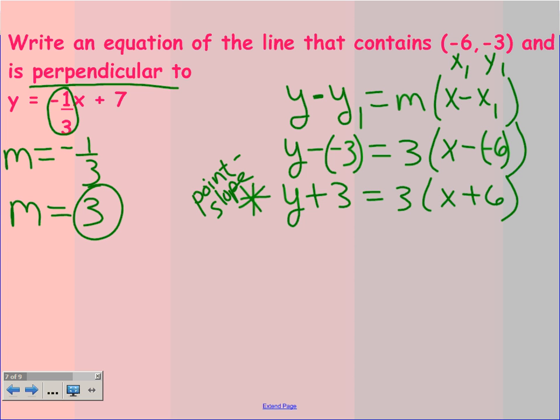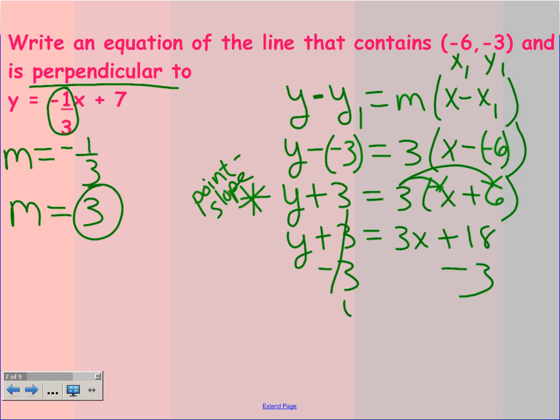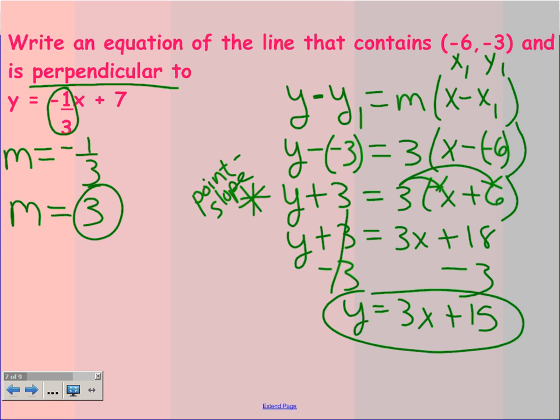The next step is to distribute. Distribute the 3 to both terms. Get y by itself. And then that is our final answer, slope-intercept. So now we have an equation that is perpendicular to our original equation and would have the point (-6, -3), as the line would run through that point.